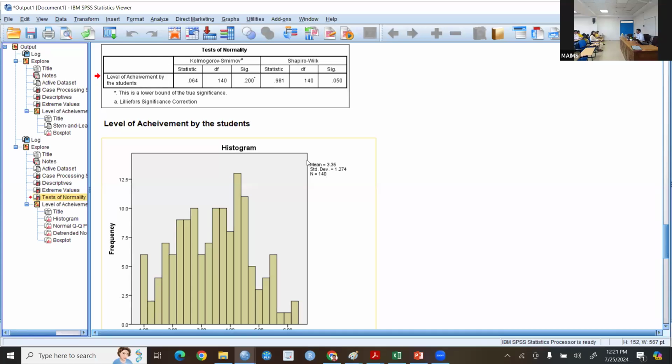While Shapiro says 5%. Shapiro-Wilk is exactly 5%. If the value is 5% or less than 5%, we reject the null hypothesis. And the null was, the population is normally distributed. Now Shapiro is telling that this data is not normally distributed, while KS is saying that it is normally distributed.